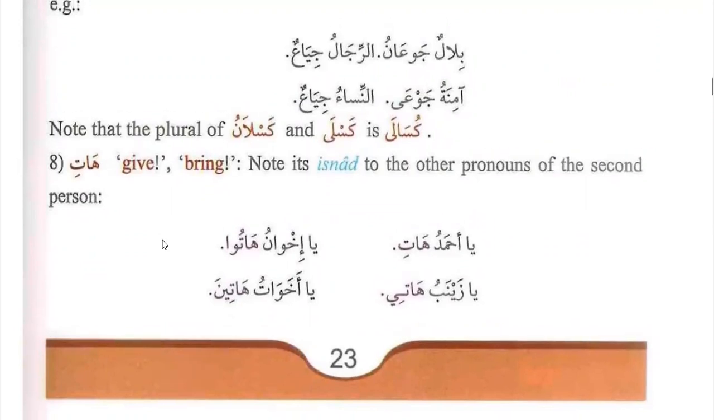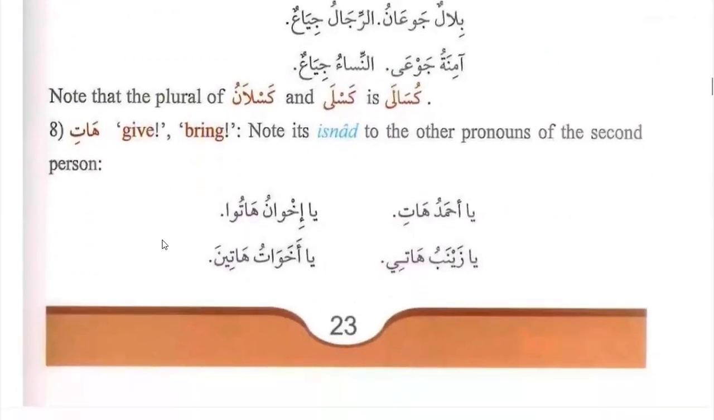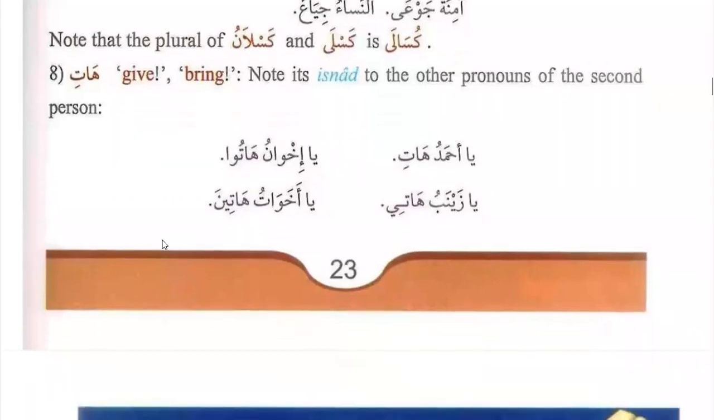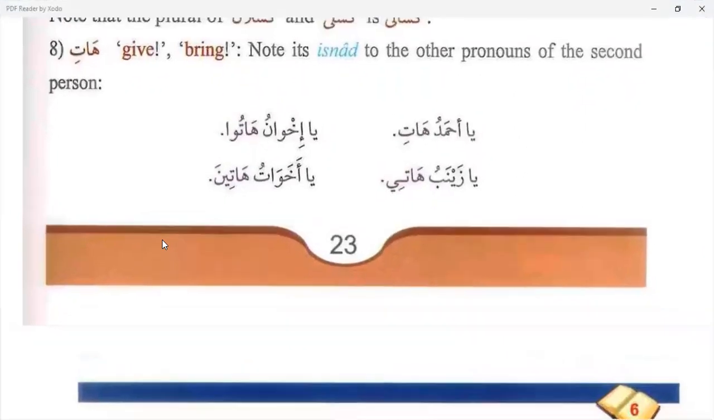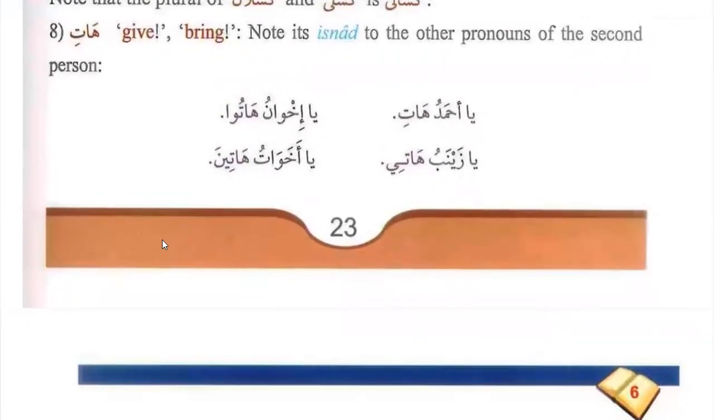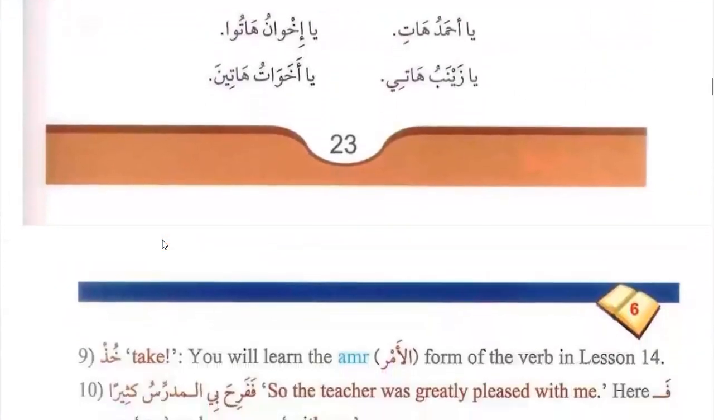Kusala. Hati, give, bring. Note its isnad to the other pronouns of the second person. Ya Ahmadu, hati. Ya Ikhwanu, hatu. Ya Zainabu, hati. Ya Akhawatu, hatina.